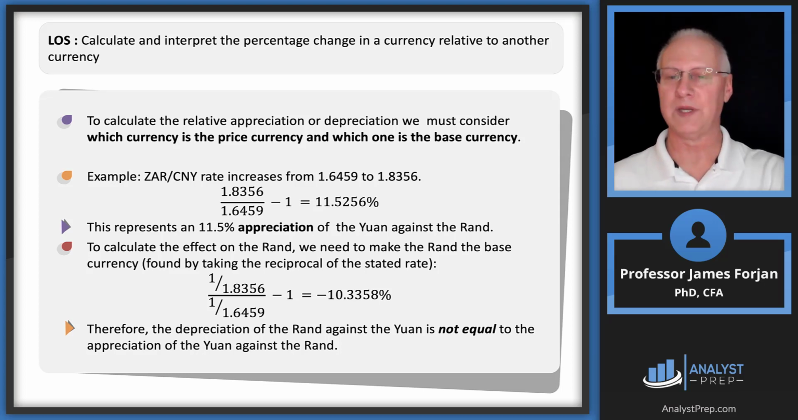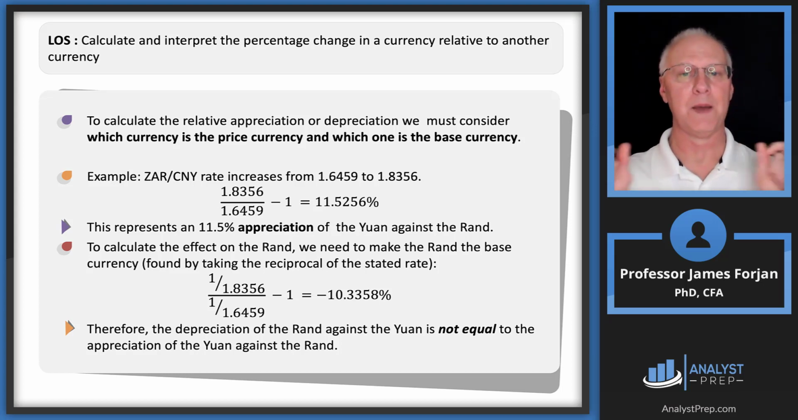And that's, of course, what we did here. Look, we have the 183 divided by the 164 minus 1. So that's just an F over P minus 1. And that gets us 11.52%. But what that represents is an 11.5% appreciation in the, are you ready for this? In the base currency, the currency that is in the denominator.